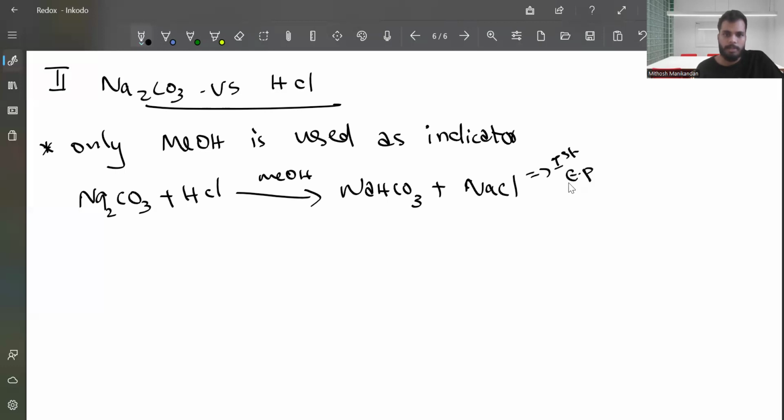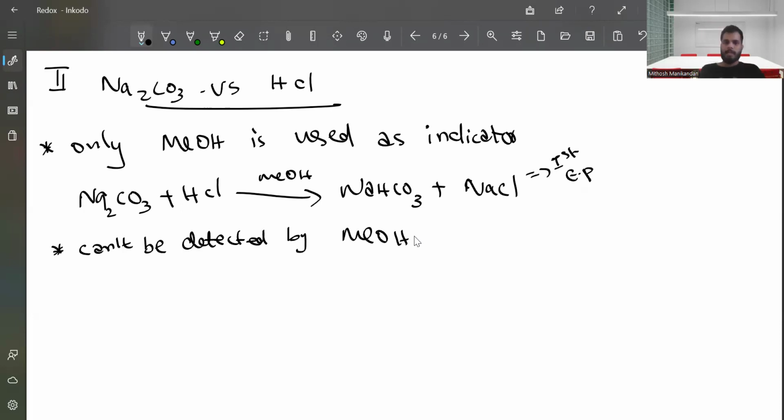Just writing EP, equivalence point. Now you know the pH range of the equivalence point, which is coming as 9.5, 9.23, 9.15. And the MEOH range is not in that. So it can't be detected by MEOH, because the color transition range and the equivalence point range are not coinciding. So we will not get the color change.